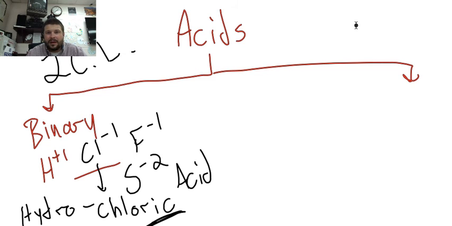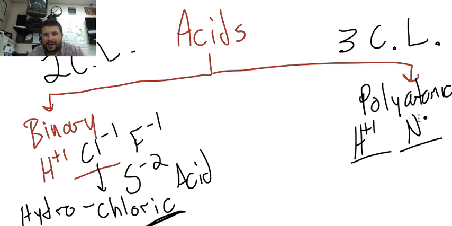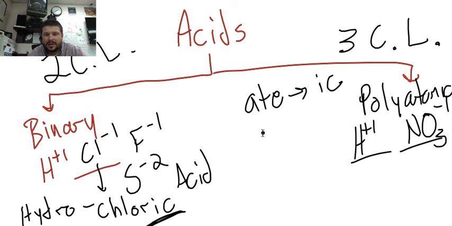All right, polyatomic ones have 3 capital letters. So that could be something in the front. It's always going to be H+, and then something in the back, NO3. Instead of just one thing, it's 2 things, 1-. Now, if it's a polyatomic that ends in ATE, you've got to change the ending to IC.